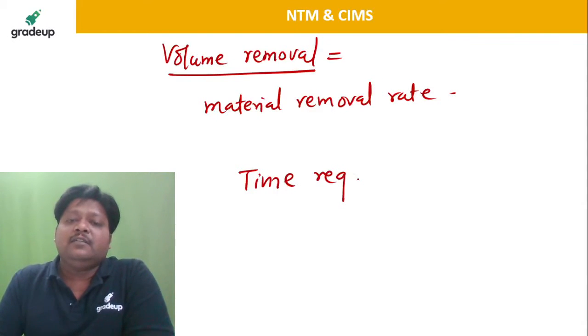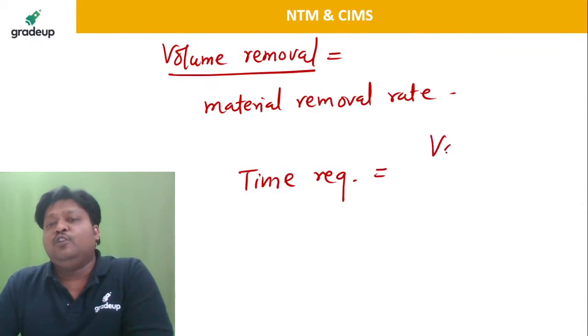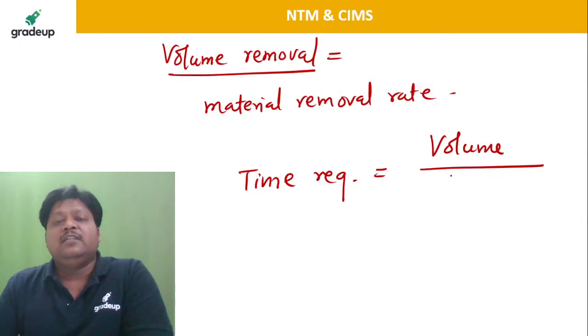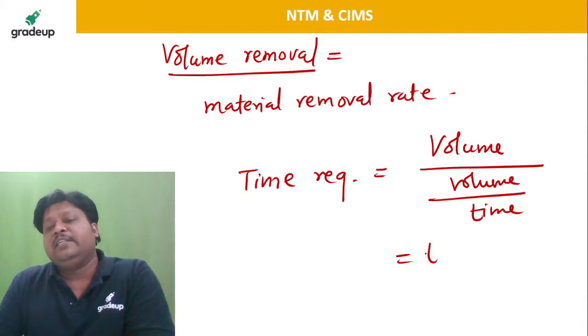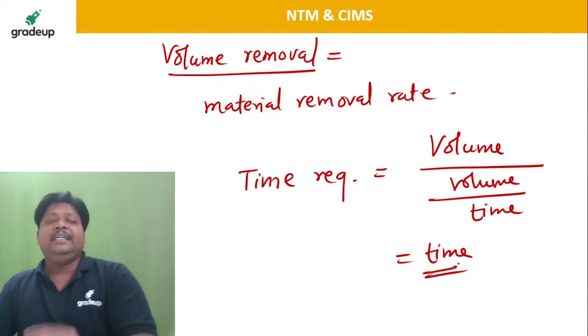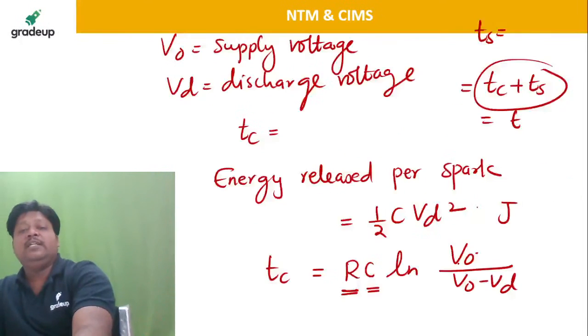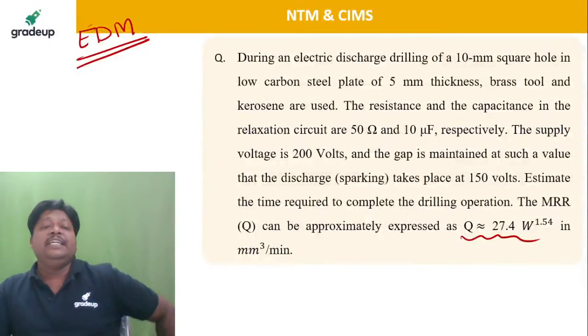Time required can be calculated as the volume to be removed divided by the removal rate, that is, volume removed per unit of time, and definitely we will get time here. So like this you can calculate the things for this particular EDM process.